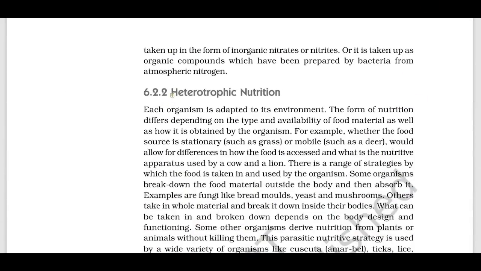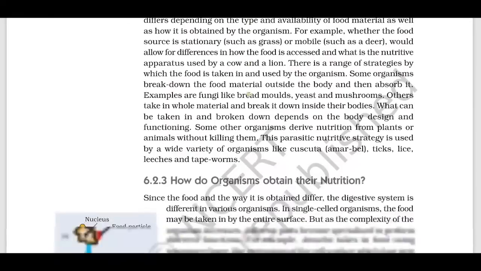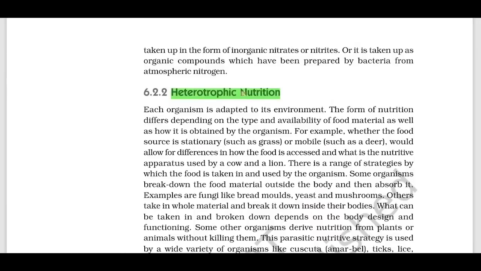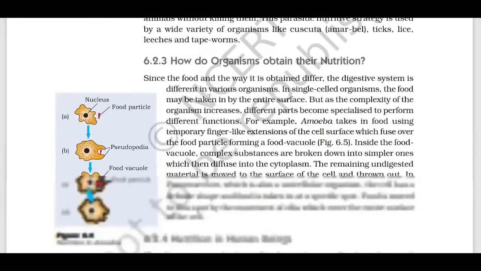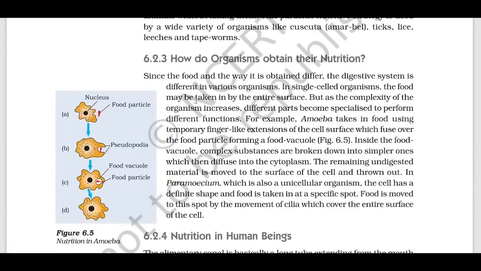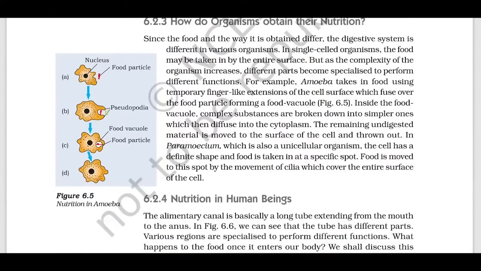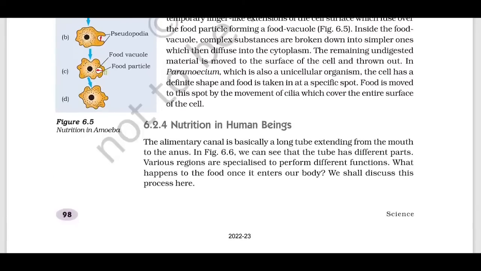And an important concept: heterotrophic nutrition. The difference between autotrophic and heterotrophic nutrition is very important, a 2 or 3 mark question. And the nutrition in amoeba. You can write it stepwise if it is asked for 3 marks, with a simple diagram.